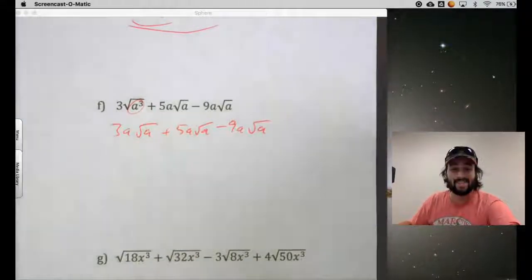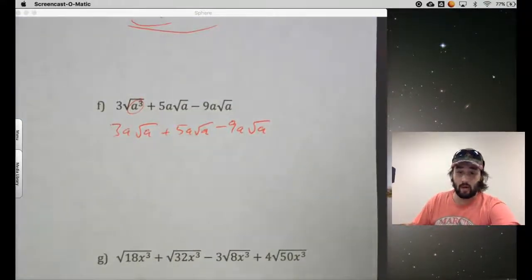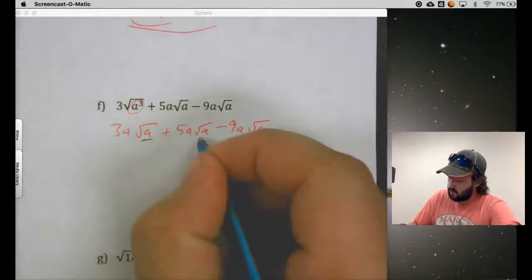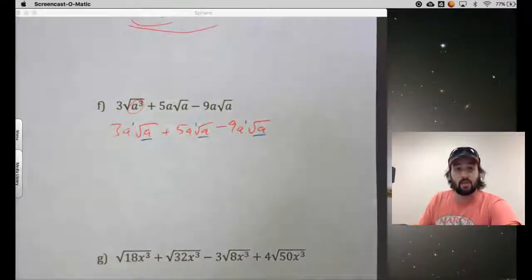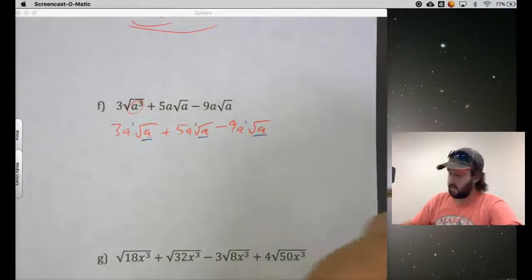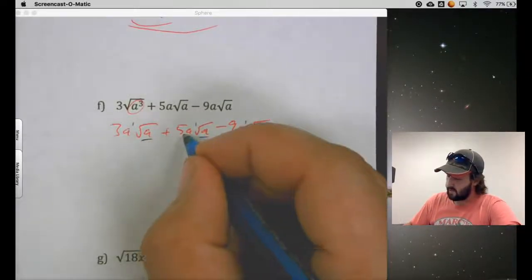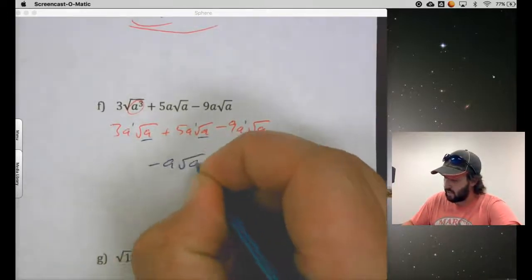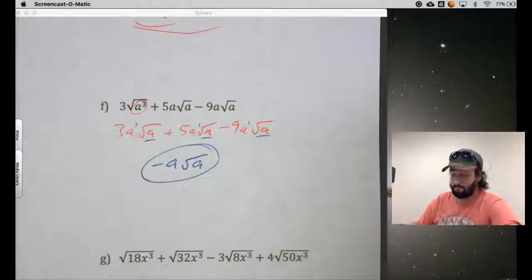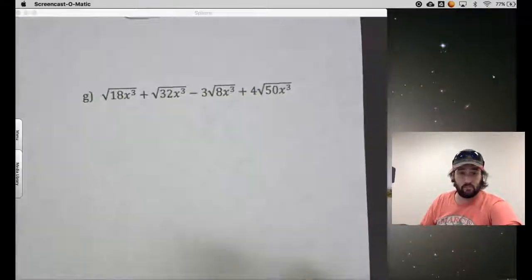So they all have the same degree, and they have the same radical. All of those are the same radicals. They're all to the first power, so they all have the same degree, so I can combine all of those things together. So this becomes 3 plus 5 is 8, minus 9 is negative 1, so I have negative a root a as my solution. That's my answer.